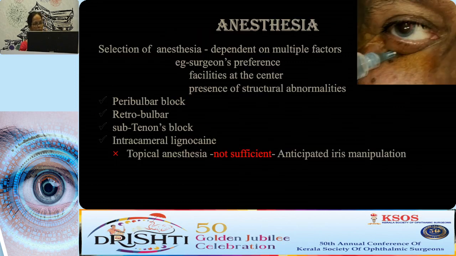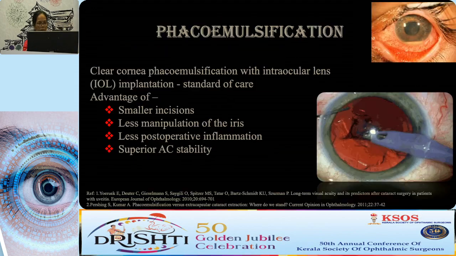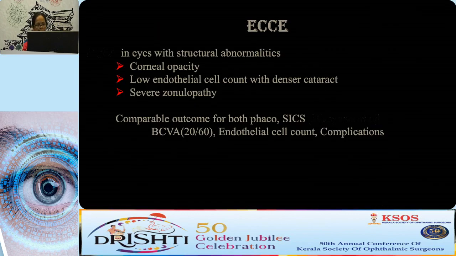Anesthesia is based on multiple factors: the surgeon's preference, facilities available in the center, and presence of structural abnormalities. In most cases, either peribulbar block or retrobulbar block is ideal because most patients need iris manipulation, so topical anesthesia should be avoided. Phacoemulsification is the ideal surgery. Clear corneal phaco with intraocular lens implantation is the standard of care. Advantages are smaller incision, less manipulation of iris, less postoperative inflammation and superior AC stability.